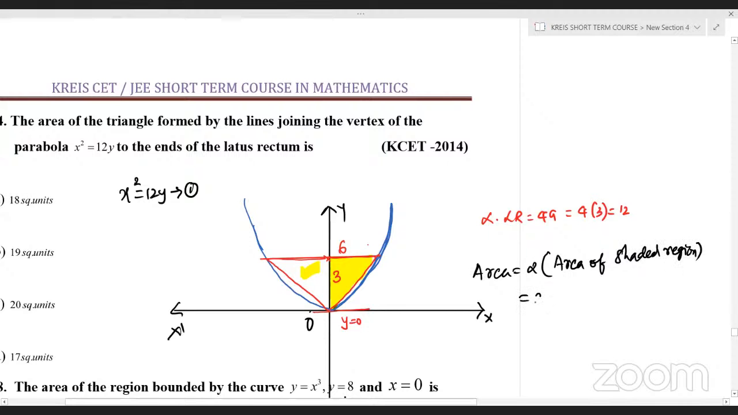So here the shaded region is going to be a right angle triangle with base 6 and the height is going to be 3. So it is going to be half into base 6 into 3. The 2 gets cancelled, 6 into 3, it is going to be 18 square units you get. This is going to be the area, right? So option A is going to be the correct answer for this question, right? Option A.